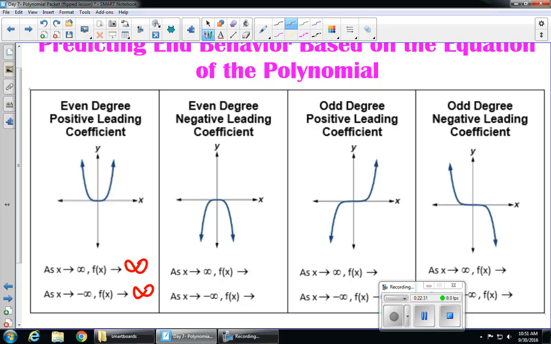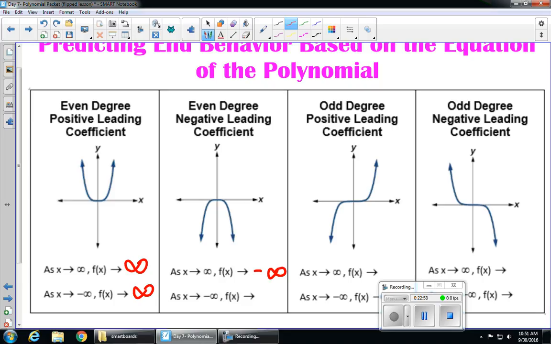Next is even degree, negative leading coefficient. So it's going to be facing down. Whenever we have an even degree, they both face in the same direction, and because it's negative, they're pointing down. So if I'm going to the right, as x approaches infinity, where is the graph going? Our graph is going down, so that means that it is approaching negative infinity.